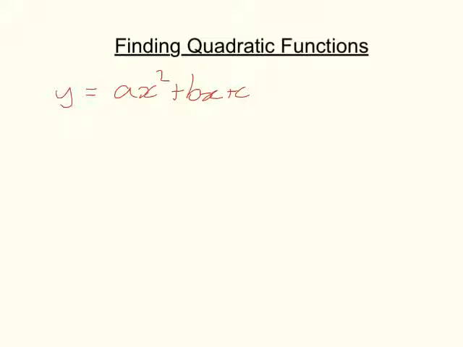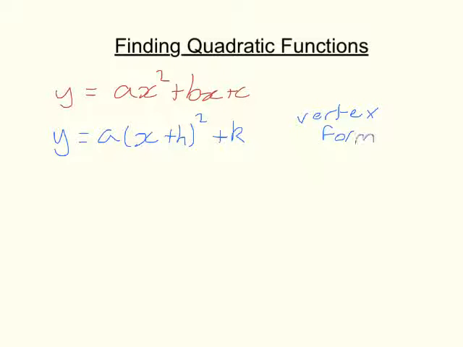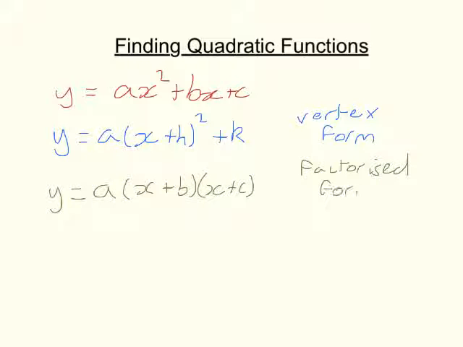Now the two forms we might see around this are y equals a(x plus h) squared plus k, and that's called the vertex form. And we also have y equals, we might have a value a and then two brackets, let's say (x plus b)(x plus c), which is the factorized form. And these tell us different things.